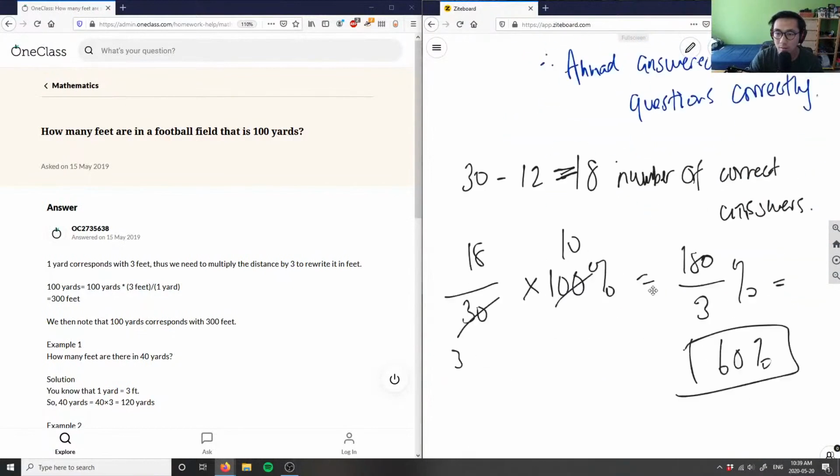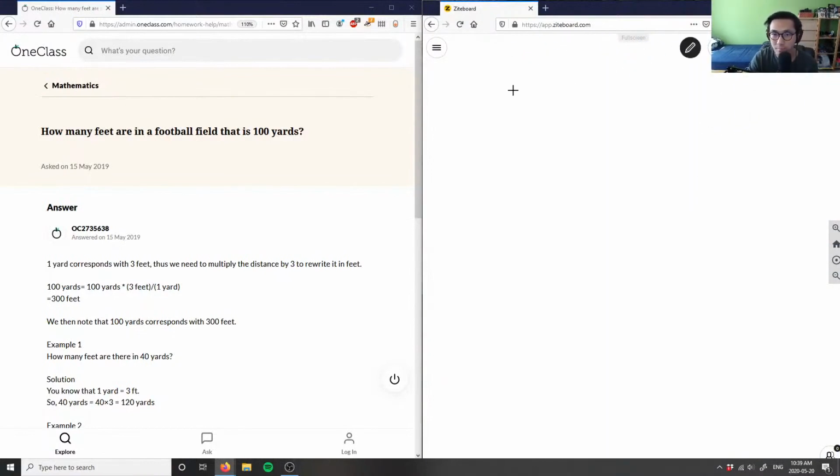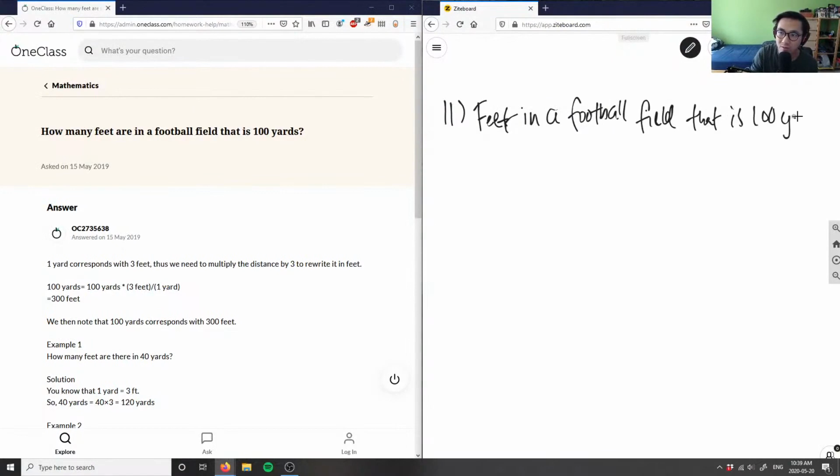And then finally, I have one last question. Yeah, this is number 11. How many feet are in a football field that's 100 yards? So I want feet in a football field that is 100 yards.